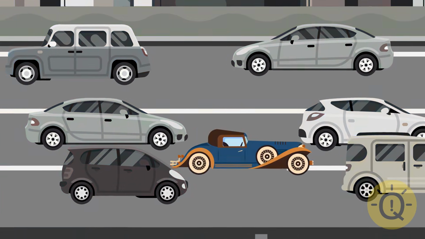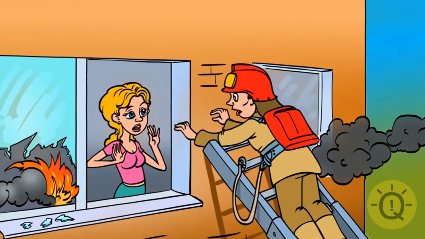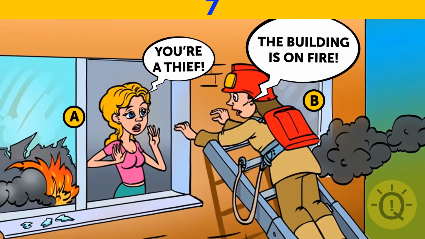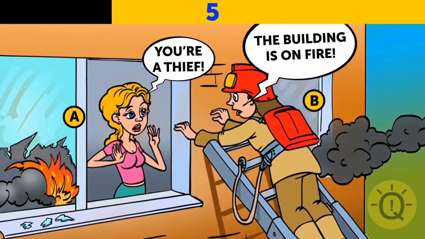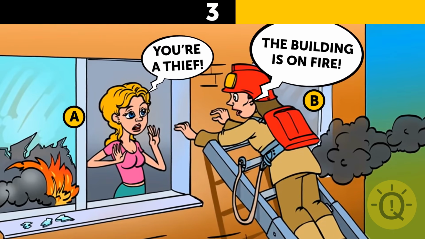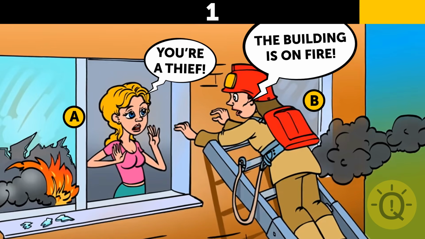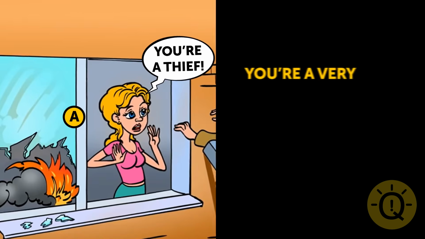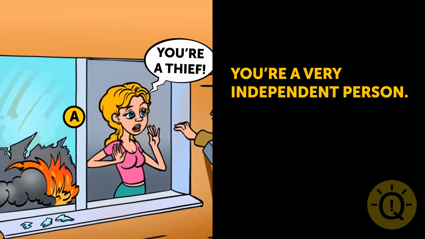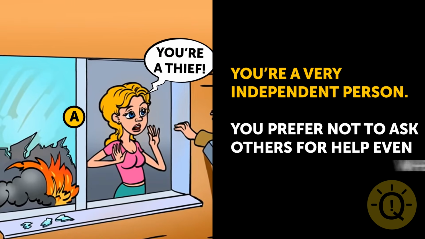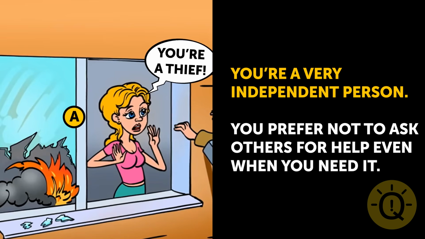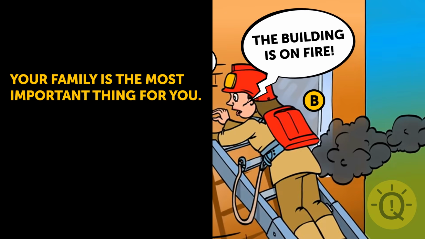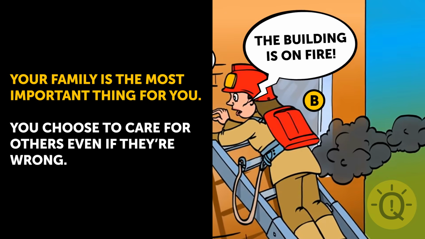Right, here it is. Look at the picture. What do you think is happening? Who is lying? If you chose option A, you're probably a very independent person. You prefer not to ask others for help even when you need it. And if you opted for option B, your family is the most important thing for you. You choose to care for others even if they're wrong.